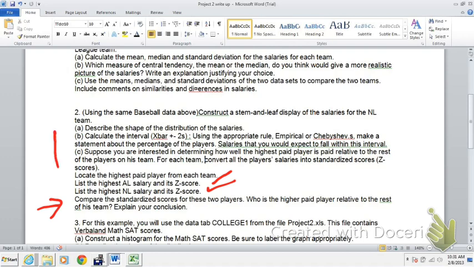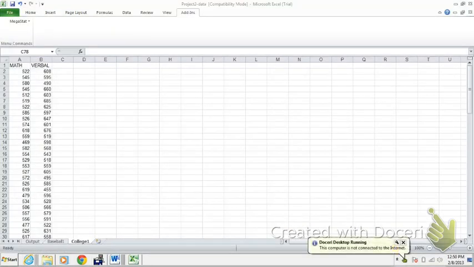And for this example, we'll be using the college data set, which is on the second tab of your Excel file, and it contains verbal and math SAT scores. Okay, I'm going to hit pause there. Okay, so here you can see I've pulled up the math and verbal SAT scores, and I'm just highlighting here. See this tab down here, it says College 1. Okay, so let me revisit the project description and see what we need to do. I think we need to make histograms for starters.